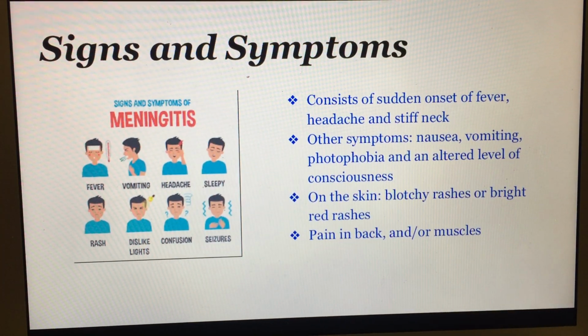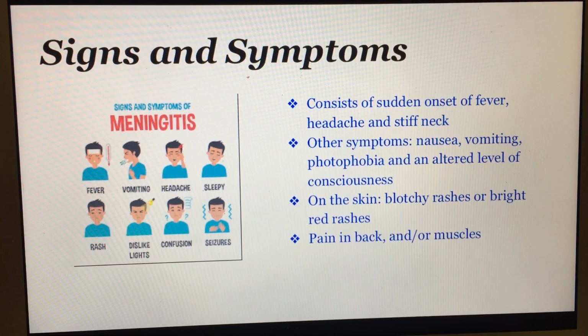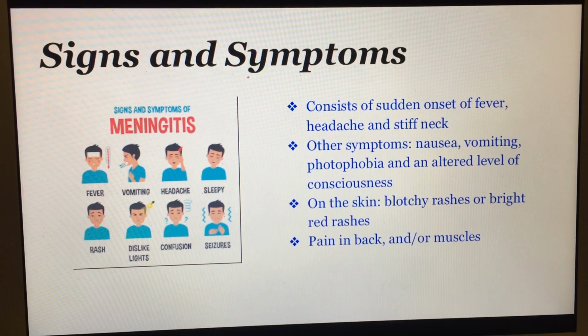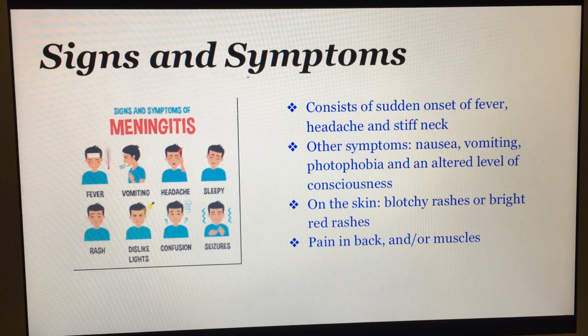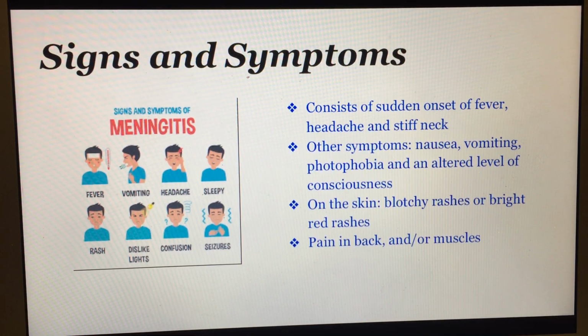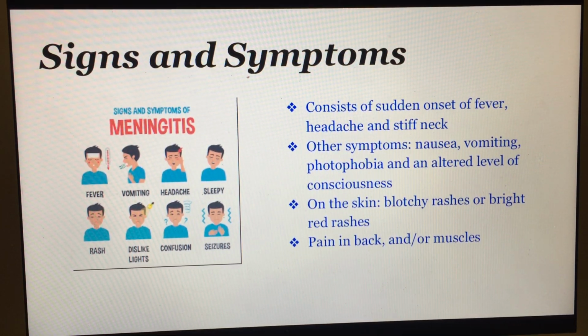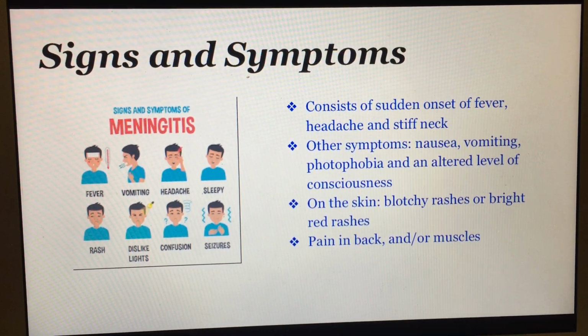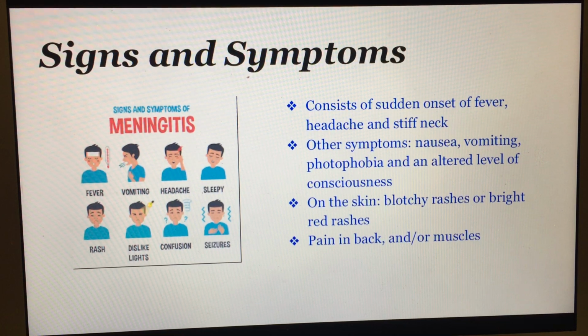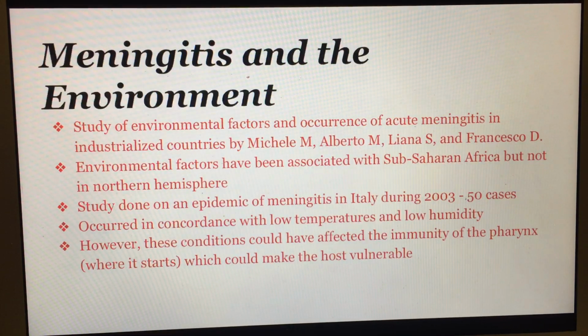There are many signs and symptoms of meningitis. Some of them consist of fever, headache, and a stiff neck. On the skin, there can be blotchy rashes that are bright red. Some other symptoms include nausea, vomiting, photophobia, and an altered level of consciousness. What sets meningitis apart from other diseases is going to be the more serious signs, which are a sudden onset of fever, headache, and vomiting.